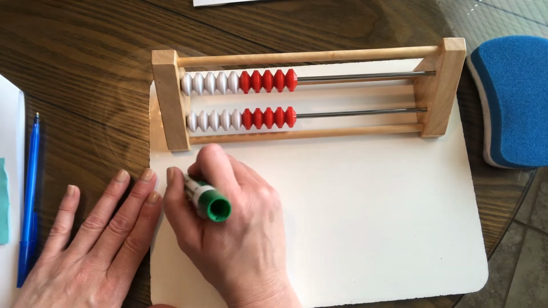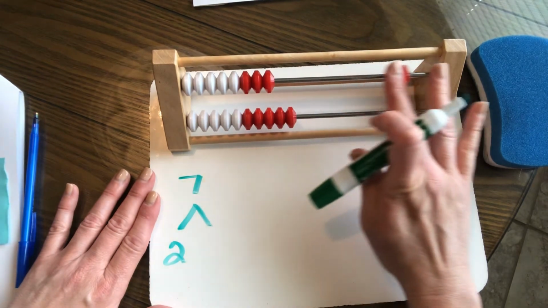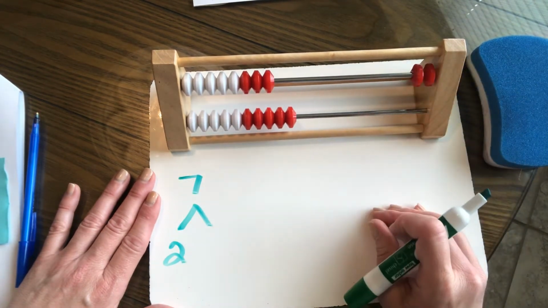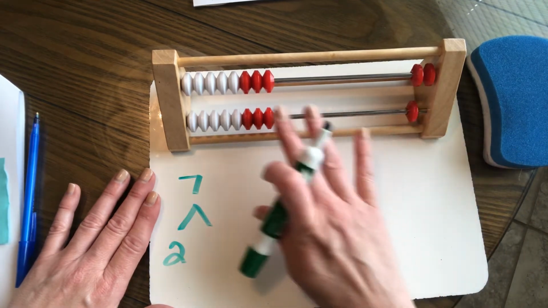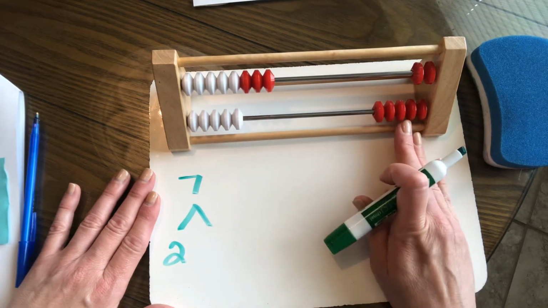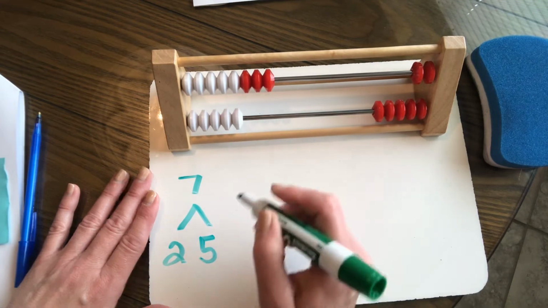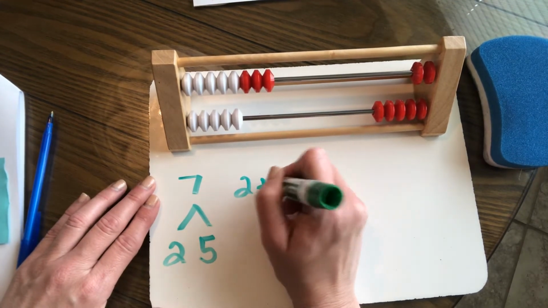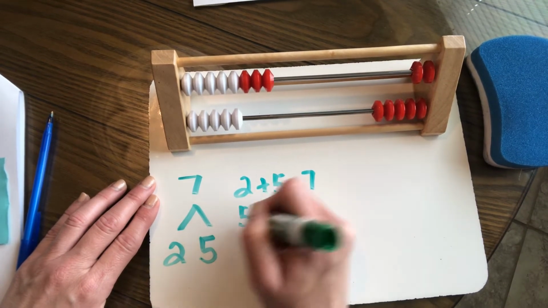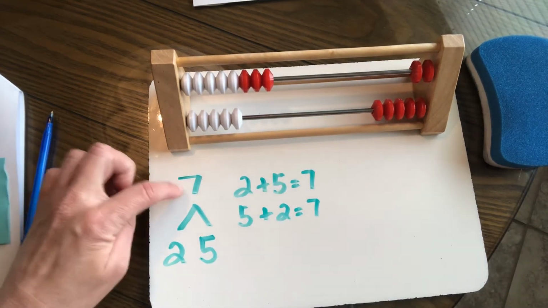This time, let's build 7. And I want to start with the number 2. So I'm going to slide over 2 beads, and I'm going to count on the 2 until I have 7 in all. 2, 3, 4, 5, 6, 7. I have slid over all the red beads on the bottom, which is 5, without counting. So 2 plus 5 equals 7. 5 plus 2 also equals 7.